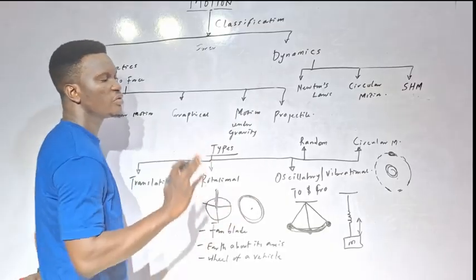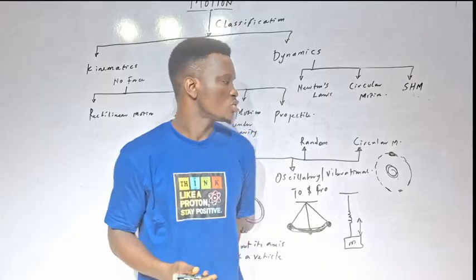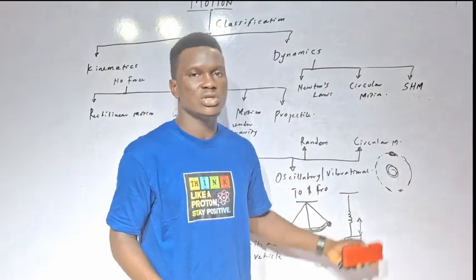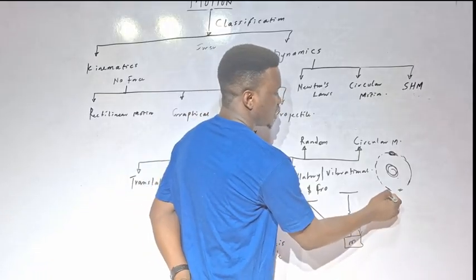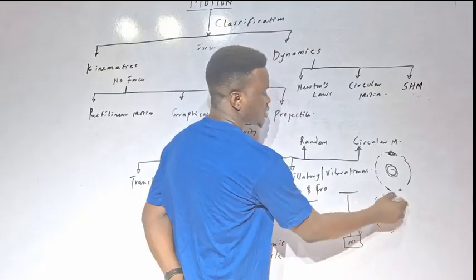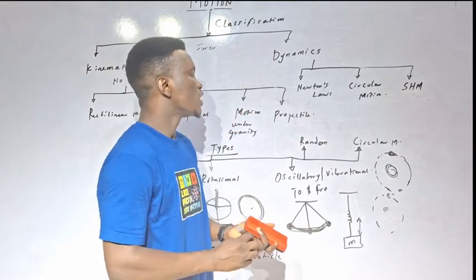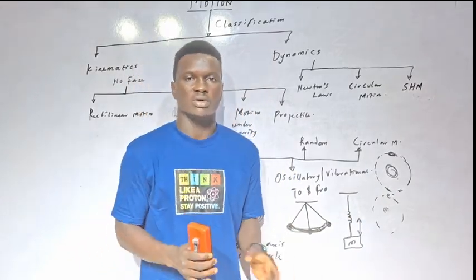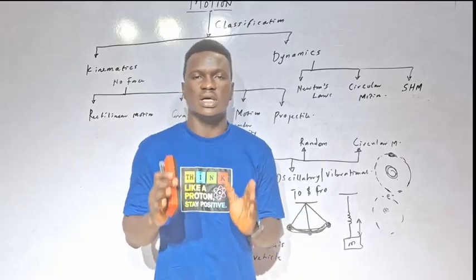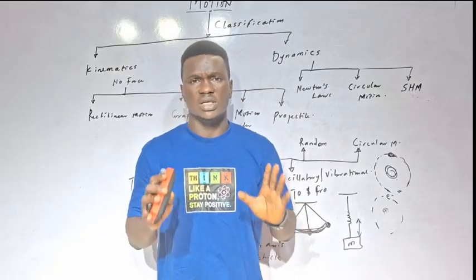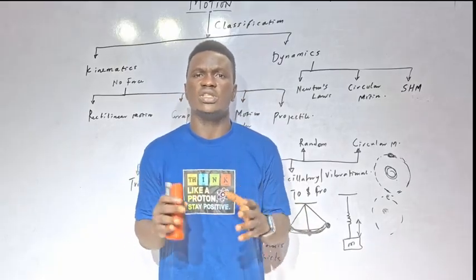So these are the different types of motions that we have. Movements of planets around each other, movements of electrons. You remember you have the nucleus, then the electron keeps moving around the nucleus. That is what we call circular motion. Movement of something about the axis of another thing is called circular motion. We're still going to talk about circular motion in full and how all of these things happen.